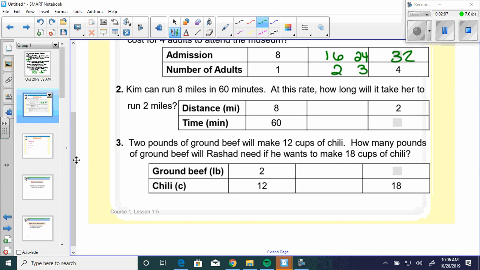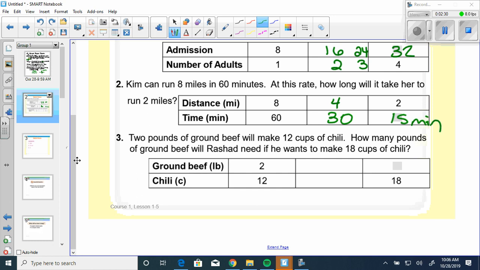Kim can run 8 miles in 60 minutes. At this rate, how long will it take her to run 2 miles? So 4 miles would be half of 8, which would be half of 60, which is 30 minutes. And then half of 4 would be 2, so half of 30 would be 15, so 15 minutes.